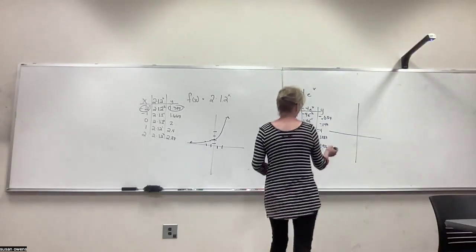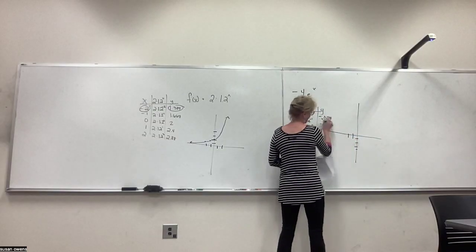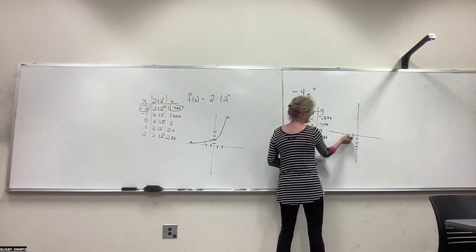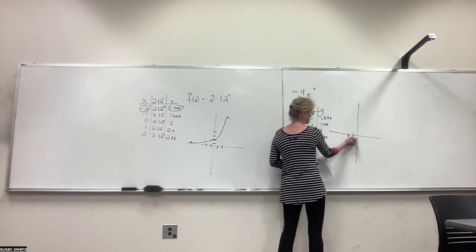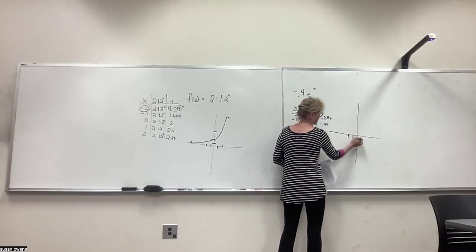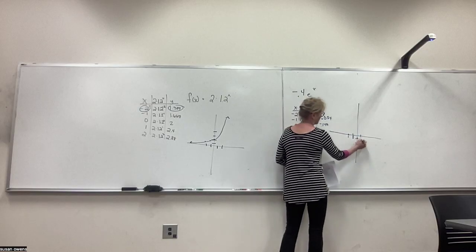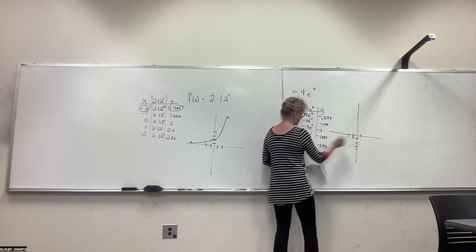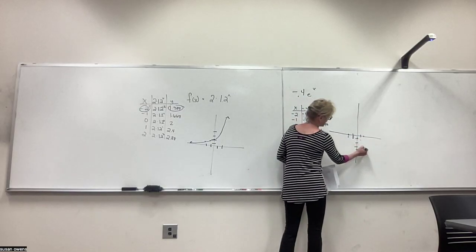Over negative 2, down a very teeny tiny bit. Over negative 1, down a teeny tiny bit more. Over 0, down a fourth. Over 1, down a little bit past 1. Over 2, down almost 3.